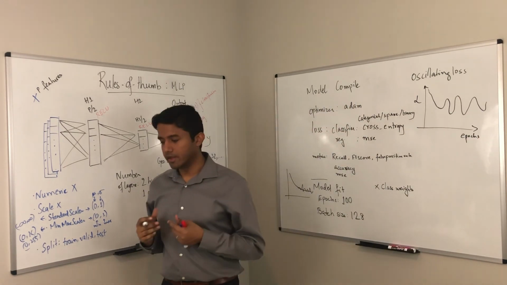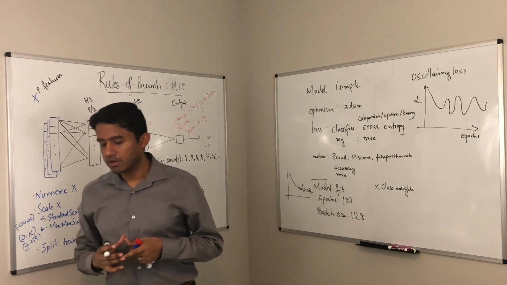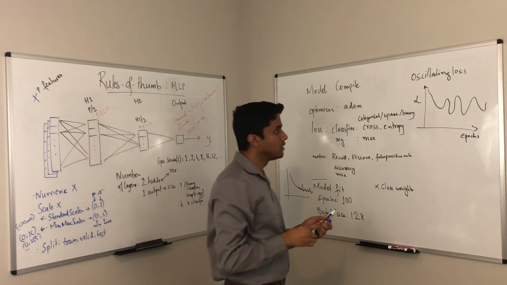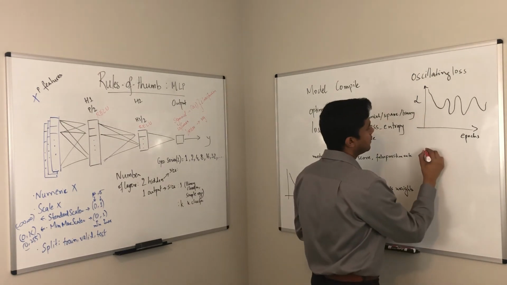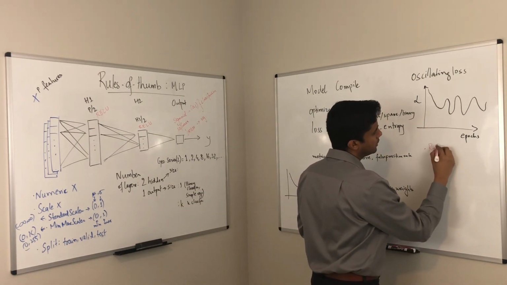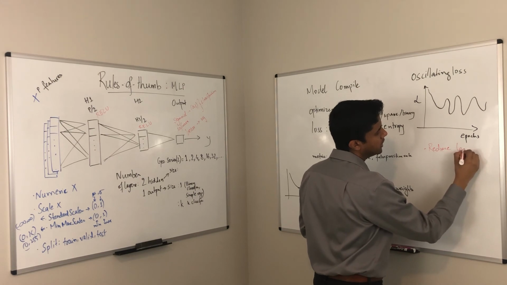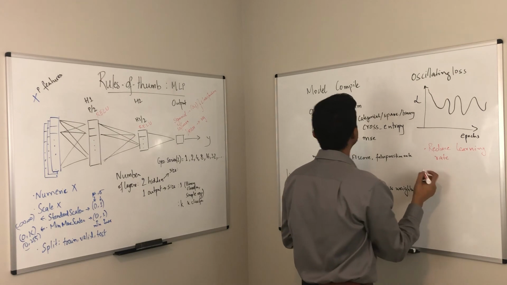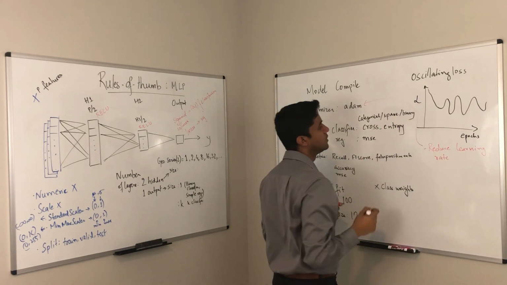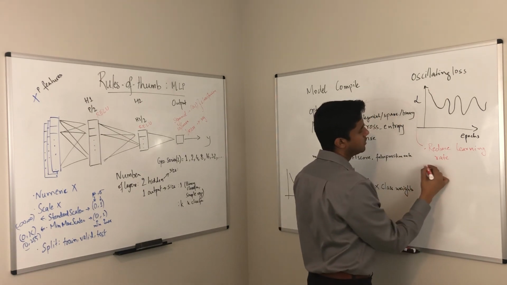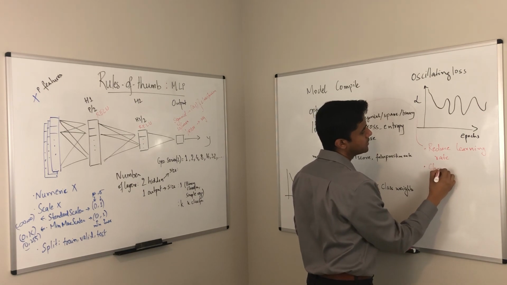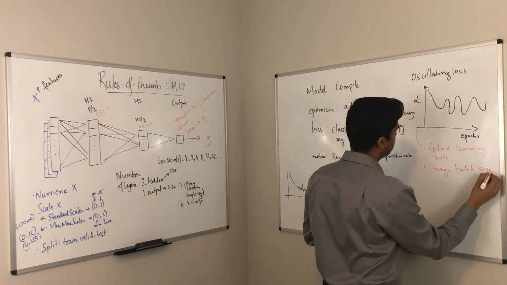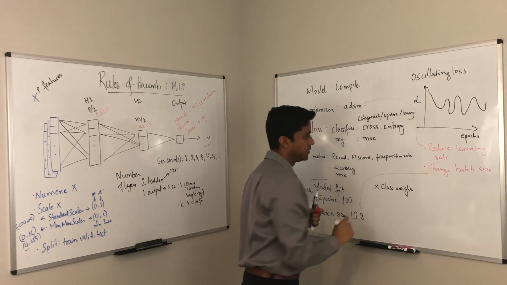When I have the oscillating loss issue, you can do two things. Reduce your learning rate. This you can do here, or change the batch size. This you can do here.